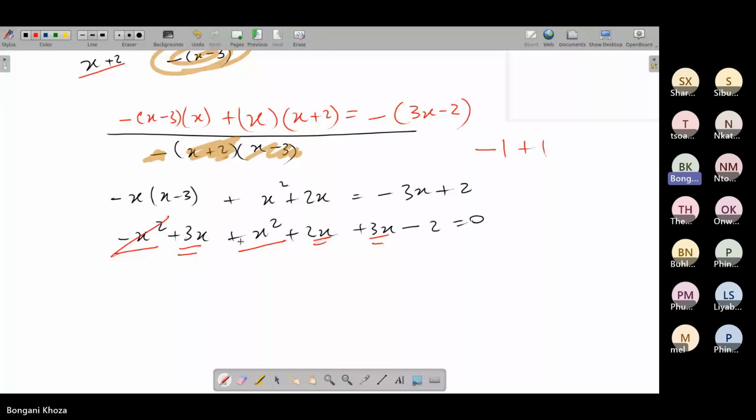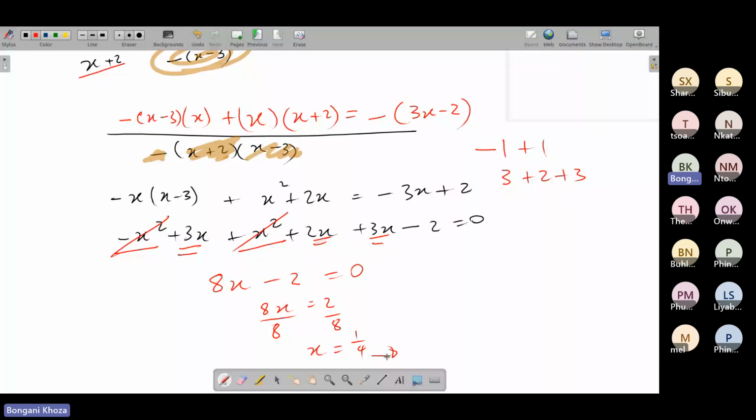For these other ones, I have 3 plus 2 plus 3. So this gives me 8. So I have 8x and then minus 2 equals to 0. And then this is 8x equals to 2. I divide by 8 both sides. My x is equals to 1 over 4, like that.